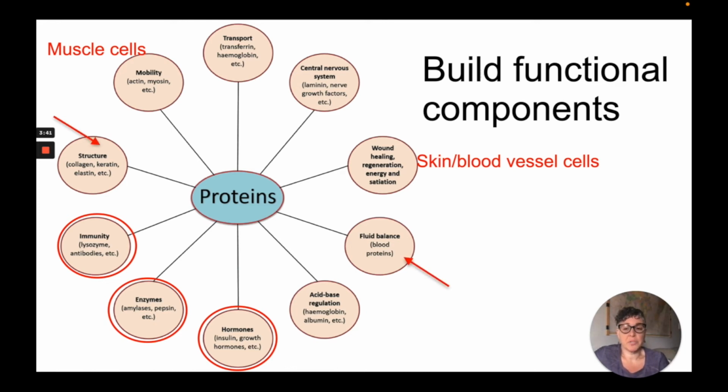Additionally, there are other structures. For example, there's material in the skin called collagen. There's keratin, which makes up nails and hair. Those are all structures that are built out of amino acids. There are also proteins in the blood, called blood proteins, that provide fluid balance, and those are also made up of amino acids.